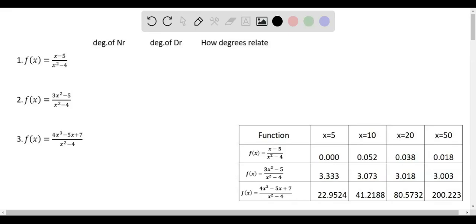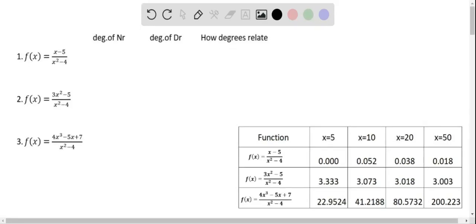Here we are given three functions for which we have to answer a set of questions: the degree of the numerator, the degree of the denominator, how the degrees relate, as well as evaluating the functions at values of x equal to 5, 10, 20 and 50. And finally, we have to answer how y approaches something when x approaches larger values. So let's answer this set of questions for each of the functions.